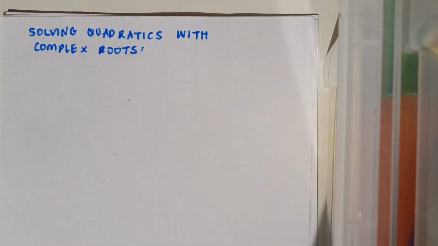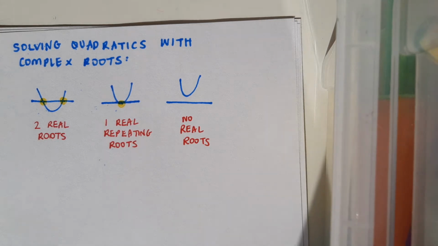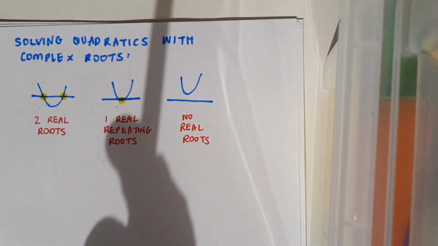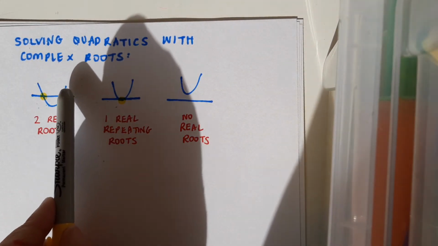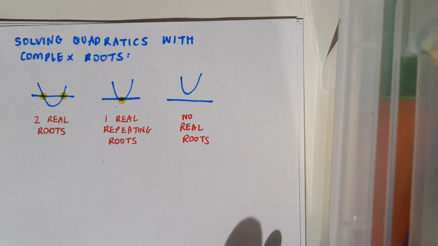So we know that there are different types of quadratics, and that the different types of quadratics can depend on the types of roots that they have. So let's have a look at how they look visually first of all. So we have the situation where we have two real roots. So the quadratic passes through the x-axis in two different locations.